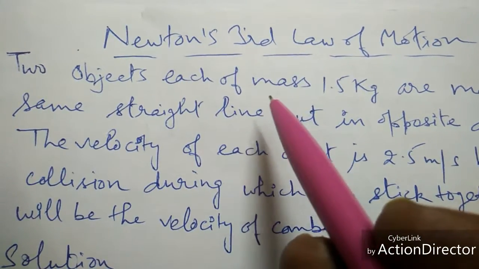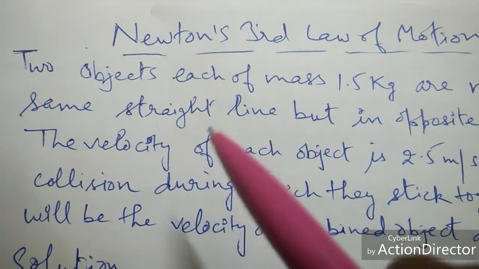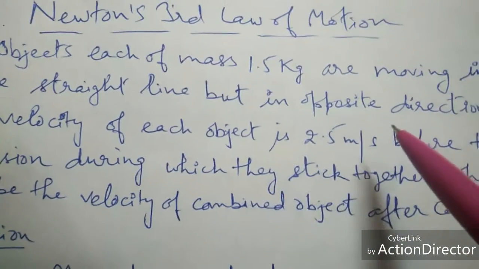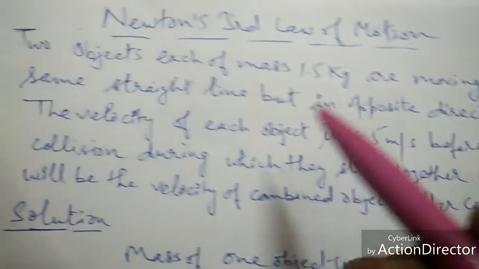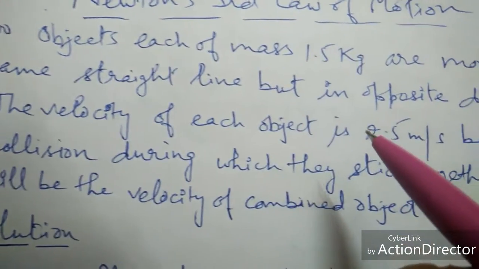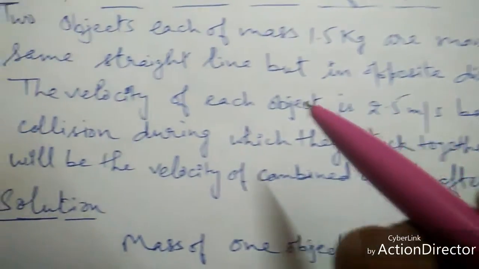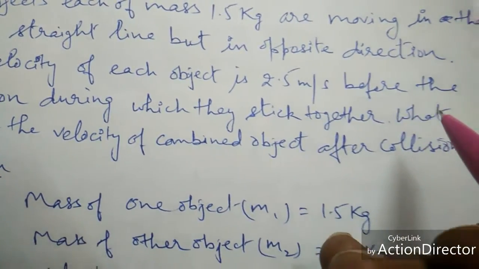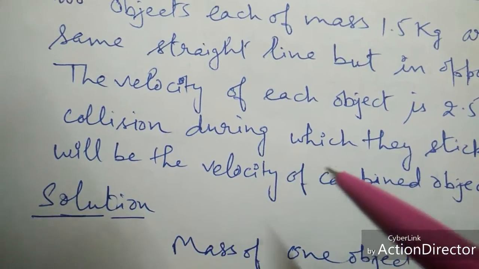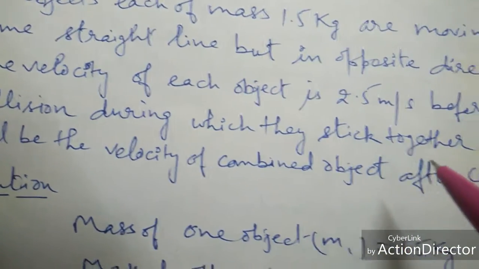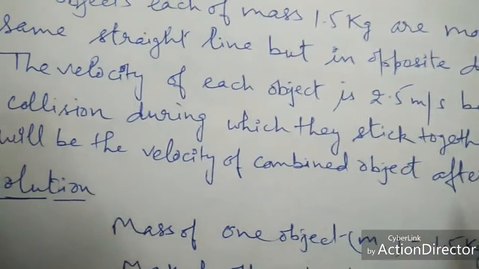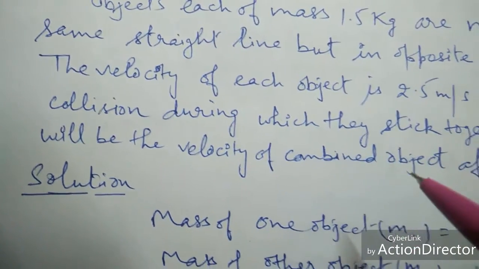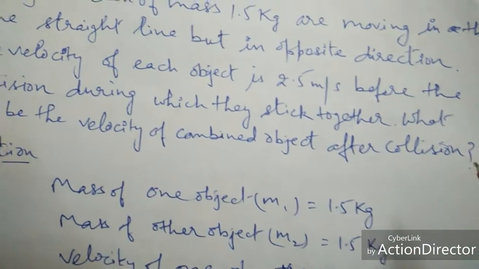Now it's again Newton's third law of motion, and the numerical is: two objects each of mass 1.5 kilogram are moving in the same straight line but in the opposite direction. The velocity of each object is 2.5 meter per second before the collision, during which they stick together, and we have to find what will be the velocity of the combined object after collision.